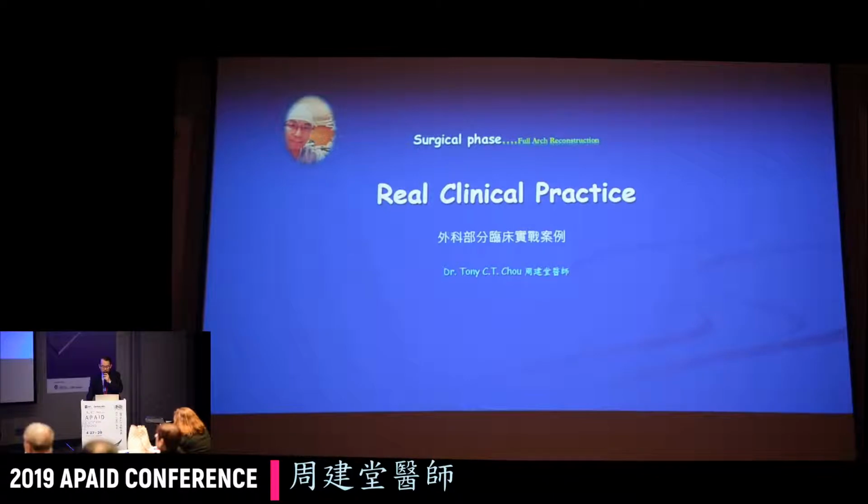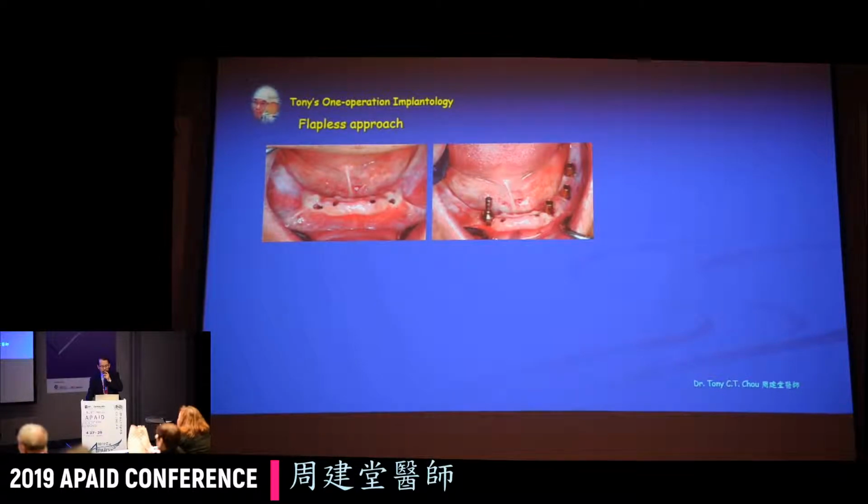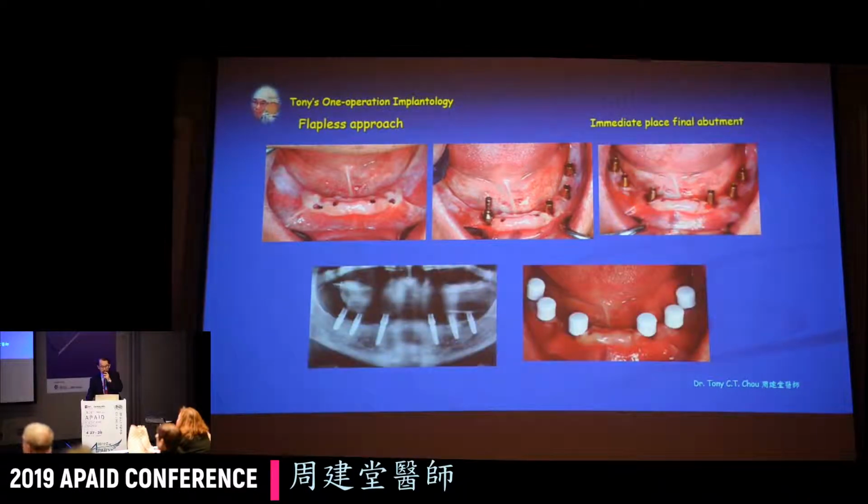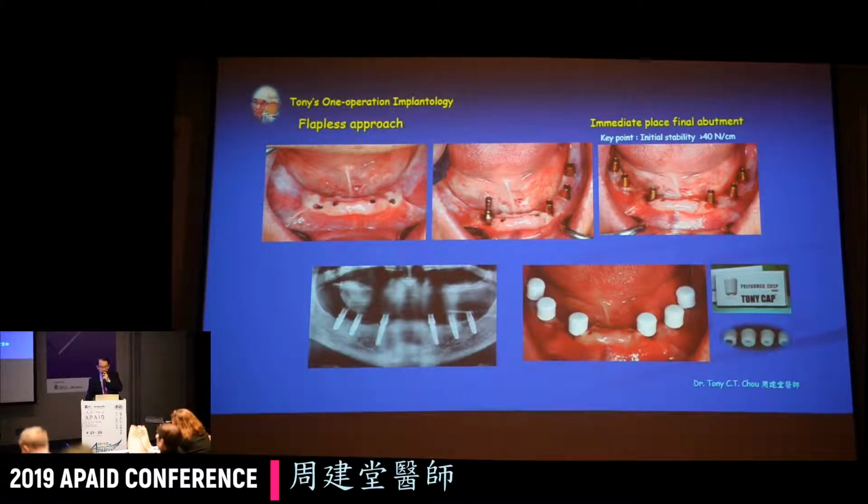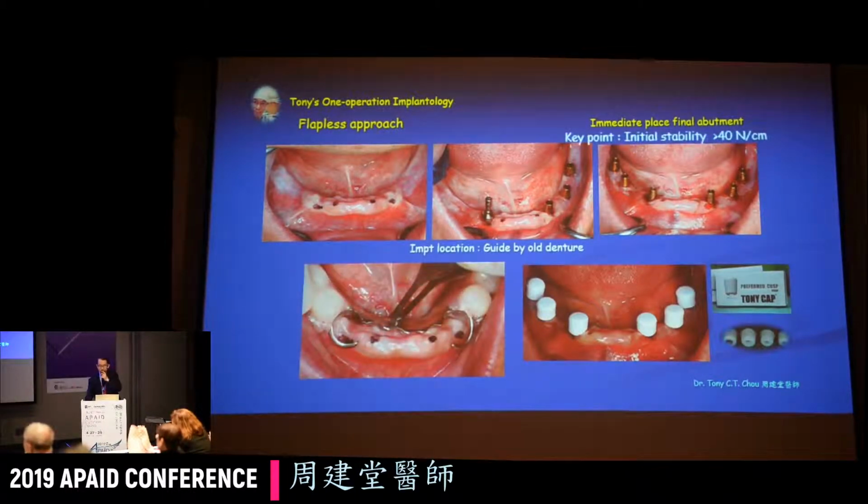Now I would like to show you some real clinical practice cases in the surgical phase. Like this case, flapless approach in the mandible, we insert the implant and we place the final abutment immediately, and we place the Tony cap to finish the surgery. And there is a very important key point. That is, every implant has to reach stability over 40 Newton per cm. And in this case, the implant location is guided by the patient's denture.